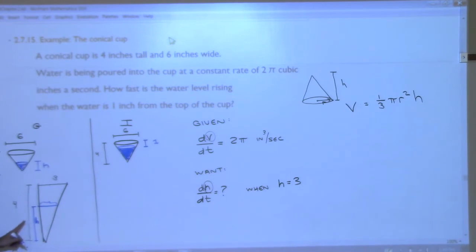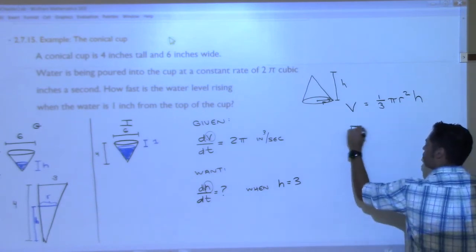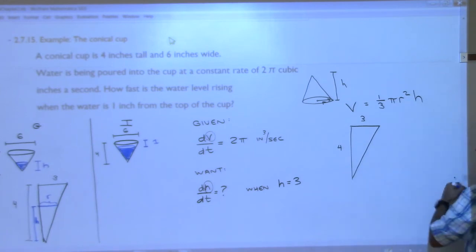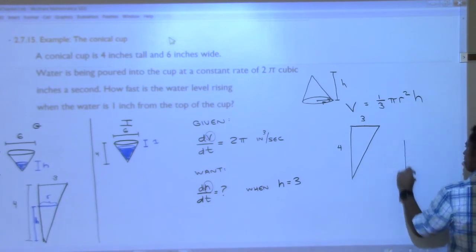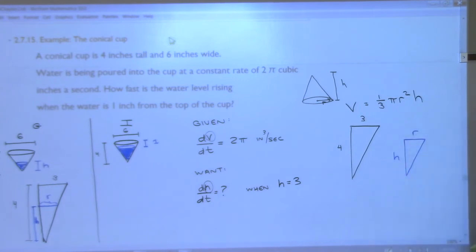Isn't that the radius of our cone? Yep. R, right? Now, I have similar triangles. Let me draw them over here. I have one big triangle that looks like this, 3, 4, and I have a smaller triangle that looks like this, where this is H and R. Right? And because these are similar triangles, I can set up a ratio.